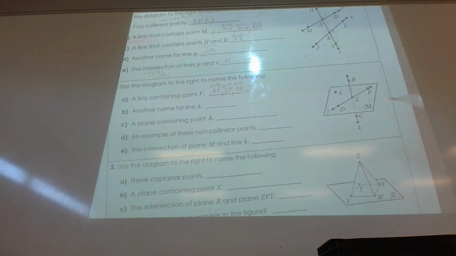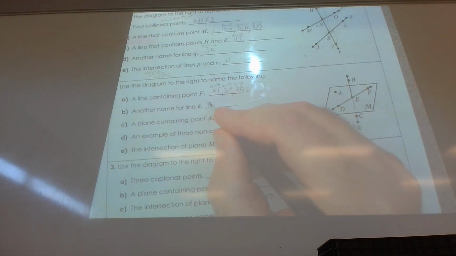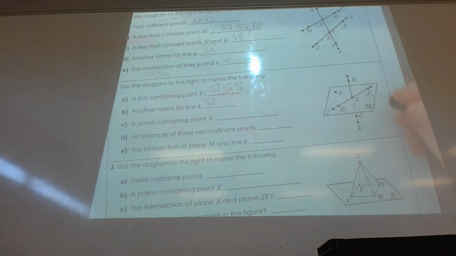Now for part B, another name for line K. Now this time we can't use K because that's what it gives us. So BE. BC would work. EC would work. Okay? Anything containing 2 of those 3 points.